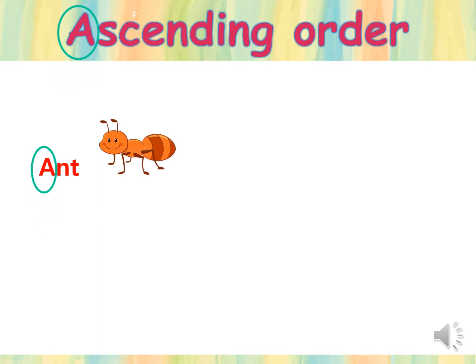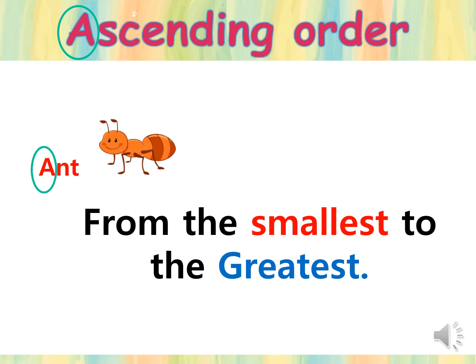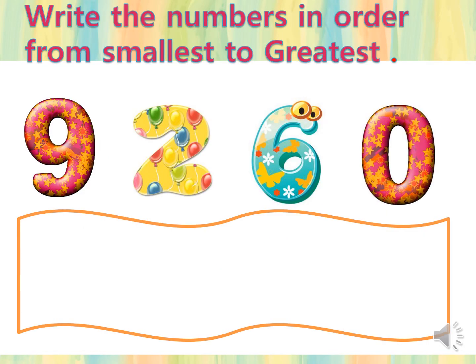So we arrange in ascending order. We start with the smallest number to the greatest number. We have an example here. Write the numbers in order from smallest to the greatest. It means we are going to arrange in ascending order. We have here numbers 9, 2, 6, 0.